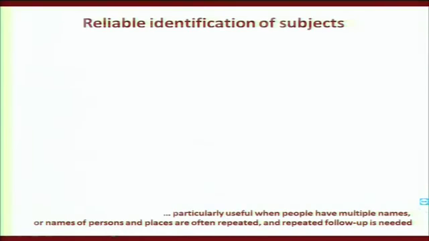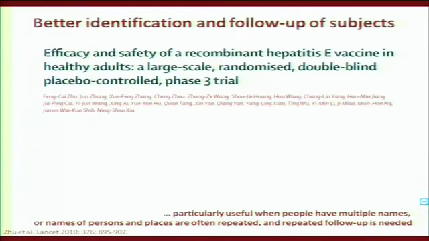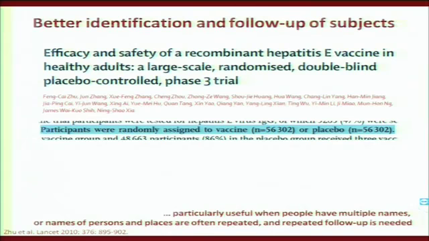Or names of persons and places are often repeated. So we have lots of Rampurs, we have lots of Bareilles, and village names definitely get repeated. So if you want to get people for repeated follow-up, it becomes important that you identify each person reliably. So I'll take you to this trial in the field that I work in, a vaccine trial on hepatitis C vaccine, where in China they enrolled 112,000 subjects in a field study. Many villages, many districts. What do you do?